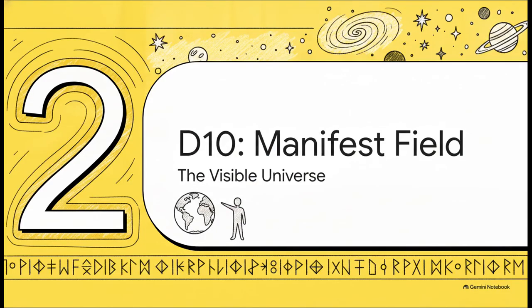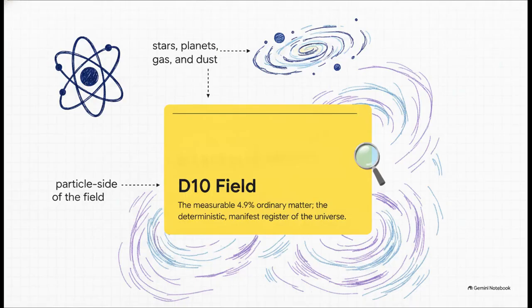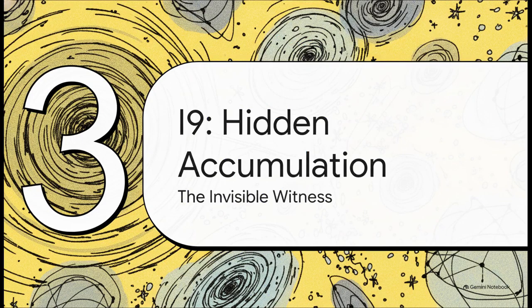Moving right along to Section 2, D10, the manifest field. Let's go ahead and decode the first slice of our cosmic pie. D10 represents the measurable and the visible universe. It is that 4.9% we just talked about, made up of the stars, the planets, the gas, and the dust. Basically, everything we can see and interact with. In the terminology of the source material, it's the deterministic kinetic side of things. It's the matter in motion. But here is the massive caveat you need to remember. D10 does not exist independently. It is being continuously shaped by forces we simply cannot directly see. Which perfectly sets up Section 3, I9, the hidden accumulation.